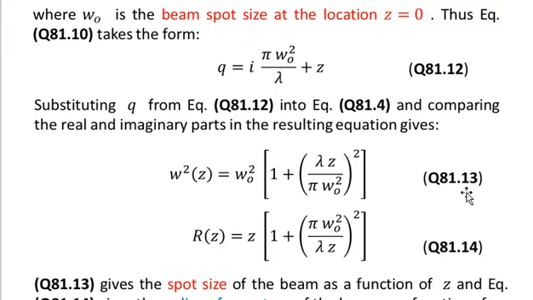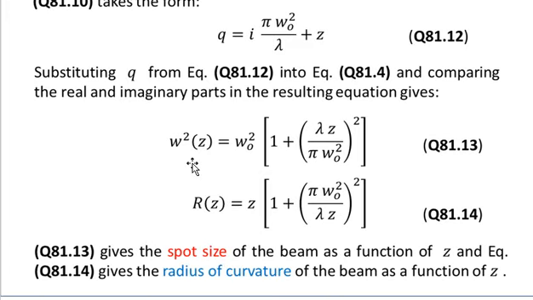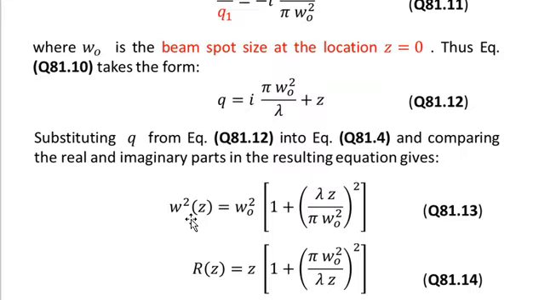You see that in equation number 13, w naught is the beam spot size at the location z equal to 0, and w of z is the beam spot size at the location z, and this is the square of that quantity. So w of z can be obtained by taking the square root of both sides of this equation. On the left hand side we shall have w of z, and on the right hand side we shall have the square root of all this quantity.